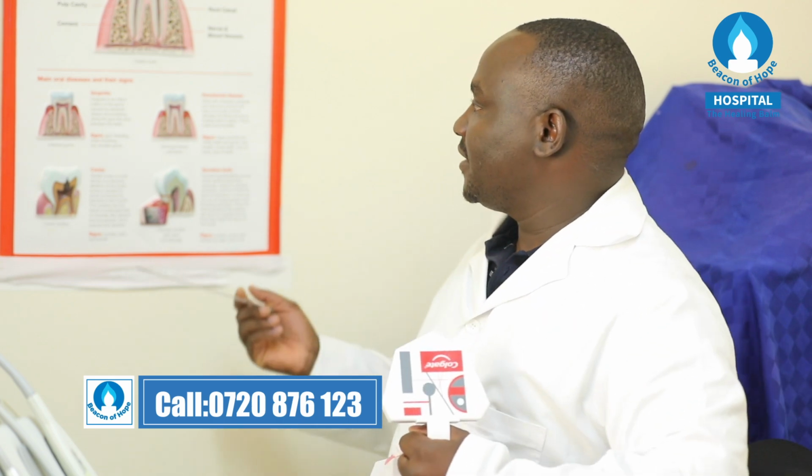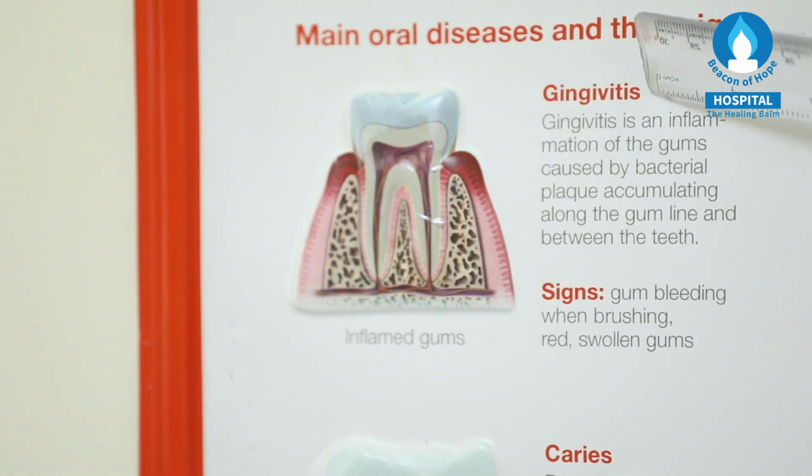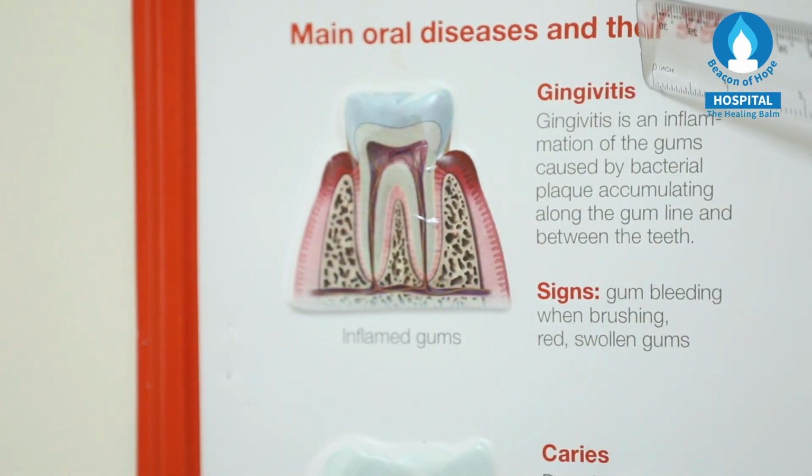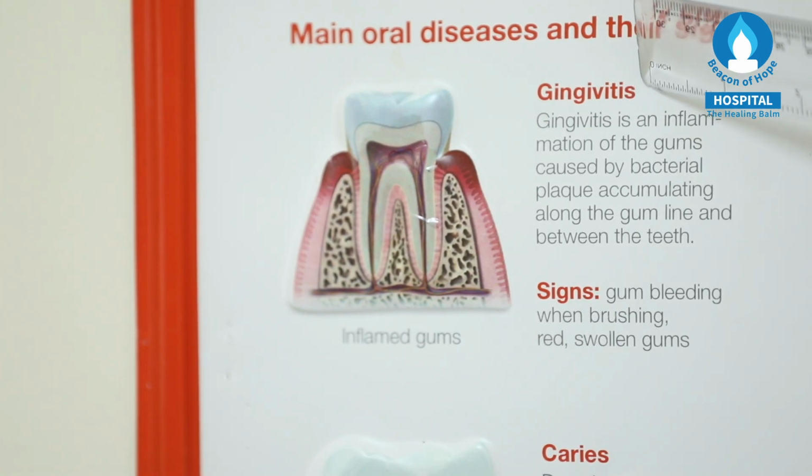So what are some of the signs of gingivitis? A person who has gingivitis has bleeding gums. Every time you brush your teeth, you find that blood is oozing from your gums. That's a sign of gingivitis. Another one is swollen gums. Your gums are swollen and the color of the gums has changed. The normal color of the gingiva should be coral pink, but when you have gingivitis, the color can change to red. That's a sign of gingivitis.